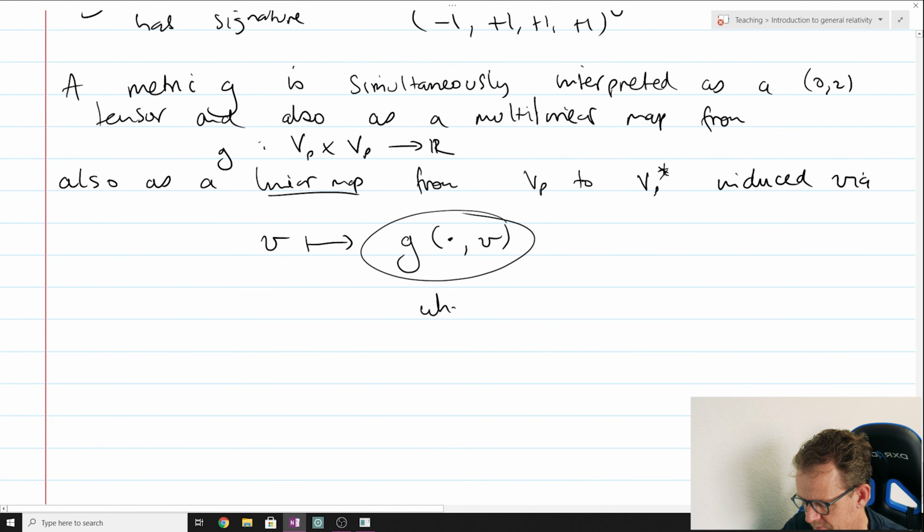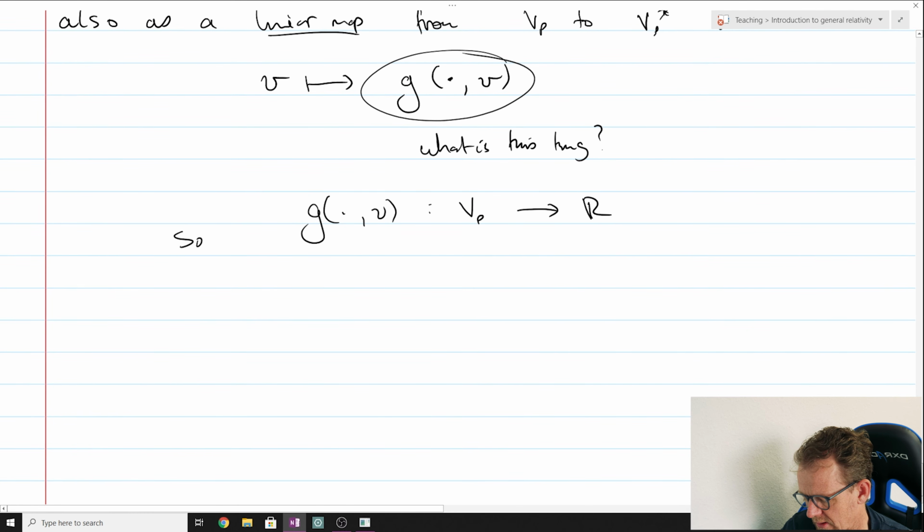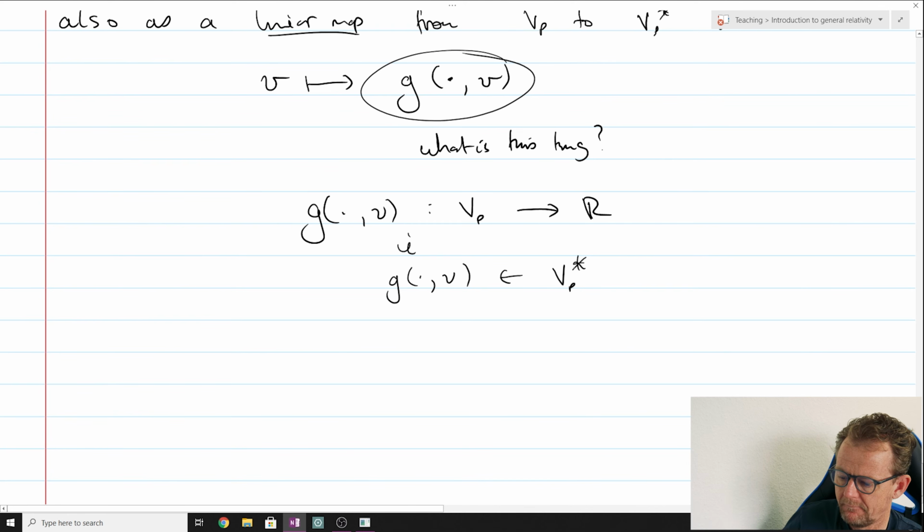What is this thing? Well, g naturally eats vectors for breakfast and gives you numbers. You can put a vector into the first argument of g with a v in the second argument, and that's a natural way for g to eat vectors for breakfast and give you a number. So g dot v has got to be an element of the dual space, Vp star.